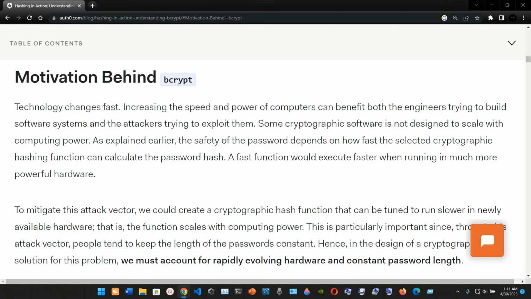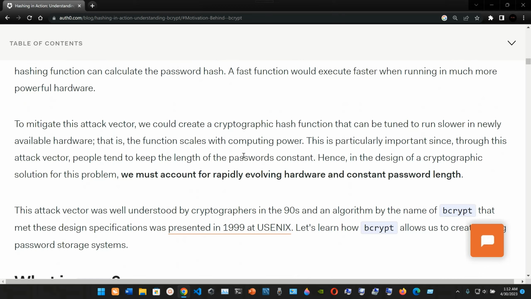Motivation behind Bcrypt. Technology changes fast. Increasing the speed and power of computers can benefit both the engineers trying to build software systems and the attackers trying to exploit them. Some cryptographic software is not designed to scale with computer power. As explained earlier, the safety of the password depends on how fast the selected cryptographic hashing function can calculate the password hash. A fast function would execute faster when running on much more powerful hardware.